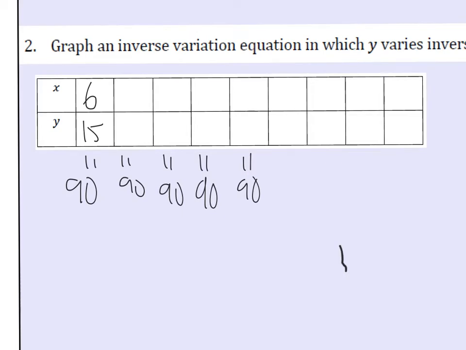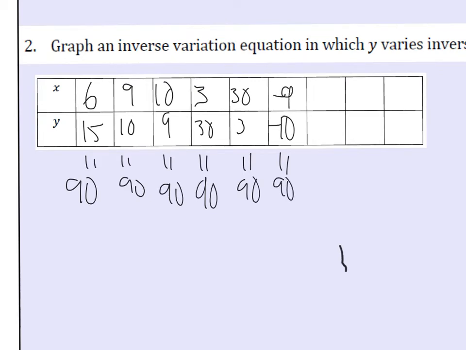So I can say 9 and 10. I can say 10 and 9. I can say 30 and 3, 3 and 30, anything like that. I can also mess around with negative numbers. So I can say, hey, negative 9 and negative 10 both give me 90. Negative 10, negative 9 give me 90.